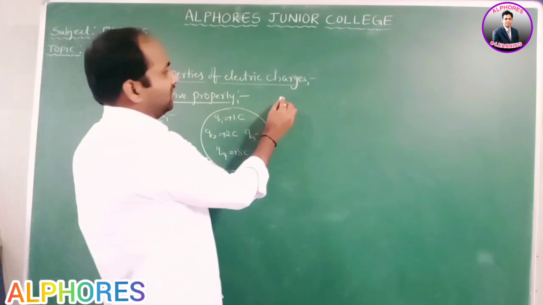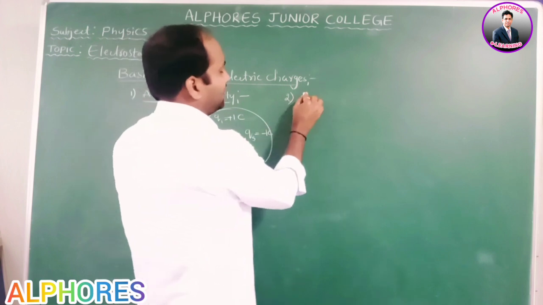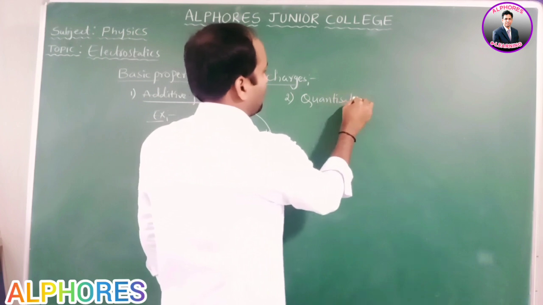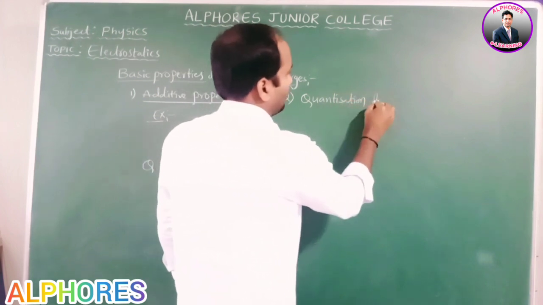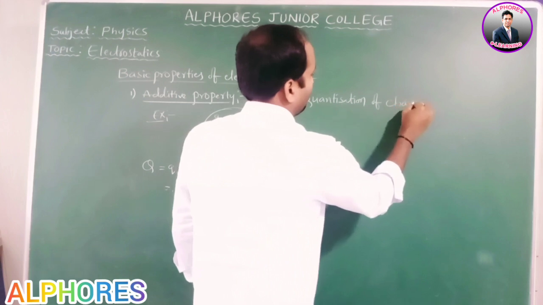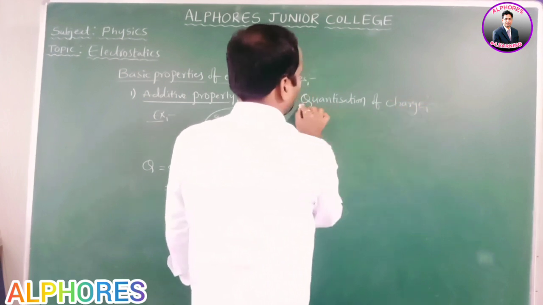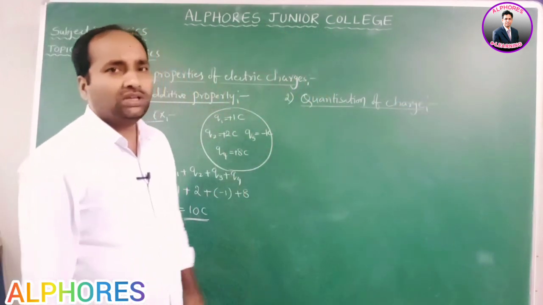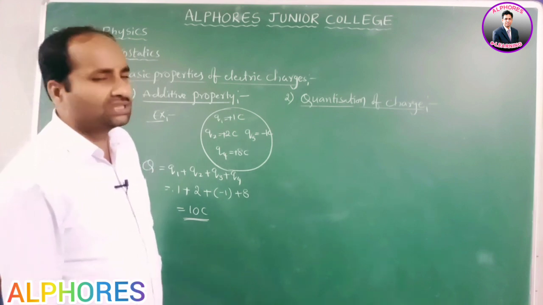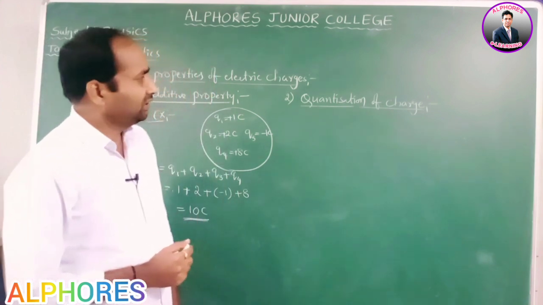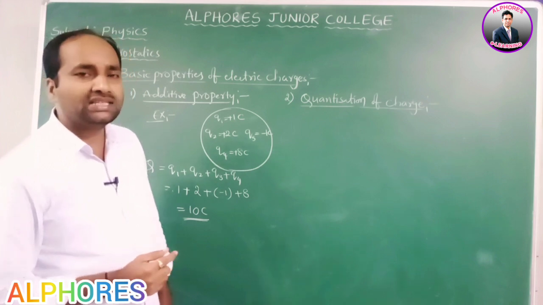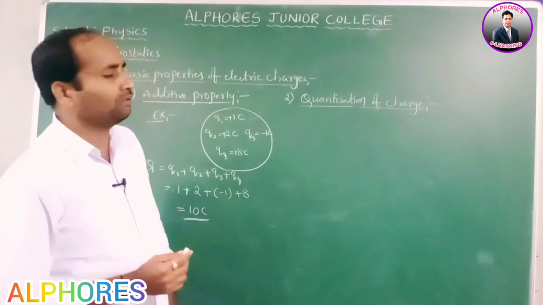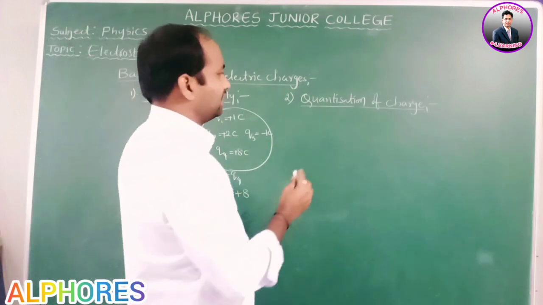Coming to the second one, quantization of charge, the second property. What is quantization of charge? You may take any object, any body. The charge of any body is equal to an integral multiple of the charge of an electron.